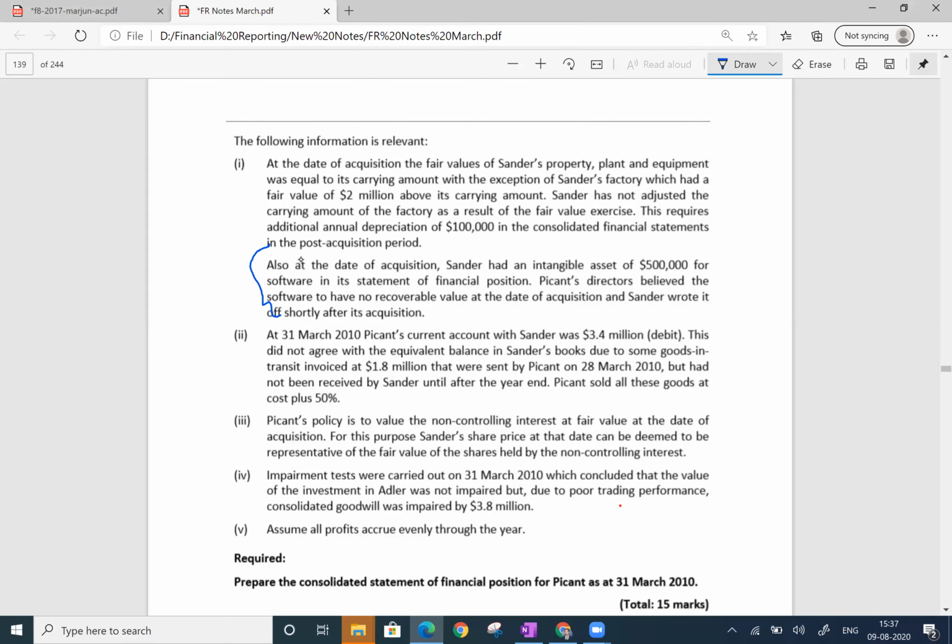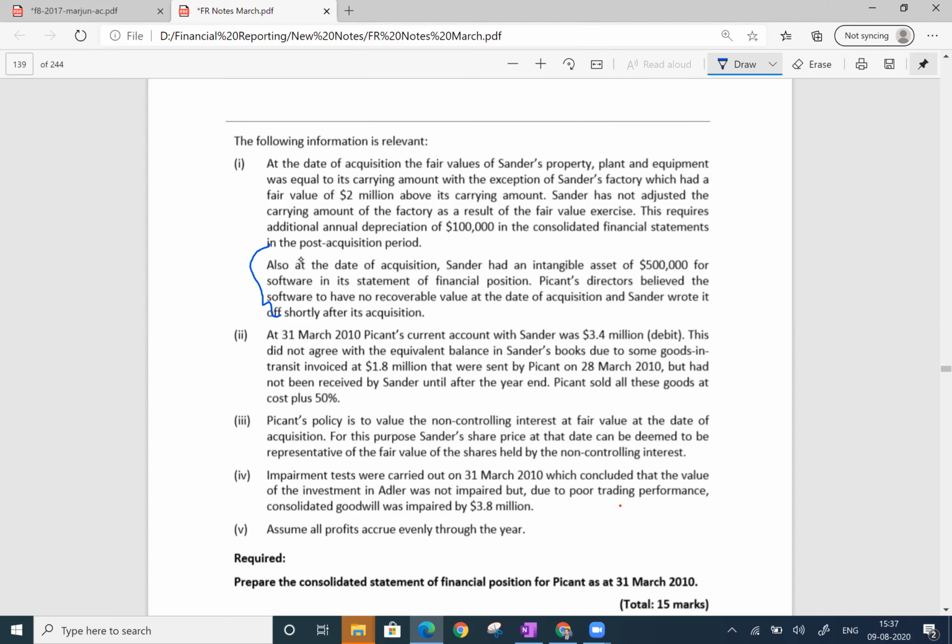Read the second adjustment. At 31st March 2010, P's current account with S was 3.4 million. This did not agree with the equivalent balance in S's books due to some goods in transit invoiced at 1.8 million that were sent by the parent on 28 March 2010 but had not been recorded by S. P sold all those goods at cost plus 50%. So what is this? Intercompany receivable and payable. The difference is due to goods in transit.